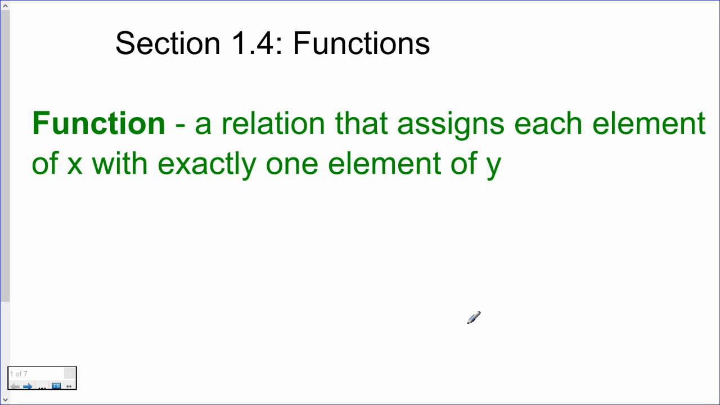All right, in this video, we're going to talk about section 1.4, functions. We talked about functions before, and we're also going to talk about domain and range down the way too. There is a video for that one as well. But a function is a relation that assigns each element of x with exactly one element of y.